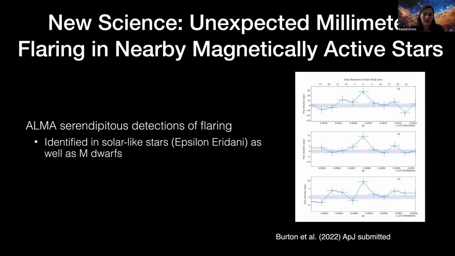It's not just M dwarfs. There's a paper that has been submitted showing evidence of these bursts on solar-like stars. This is an example of Epsilon Eridani. These objects were targeted because folks wanted to study disks around the stars. And I recall a conversation with one of my colleagues who studies disks shortly after ALMA started taking observations. He said, we're looking at these disks and there's stars there. So it was a nice confirmation of something that I had hoped would show up.